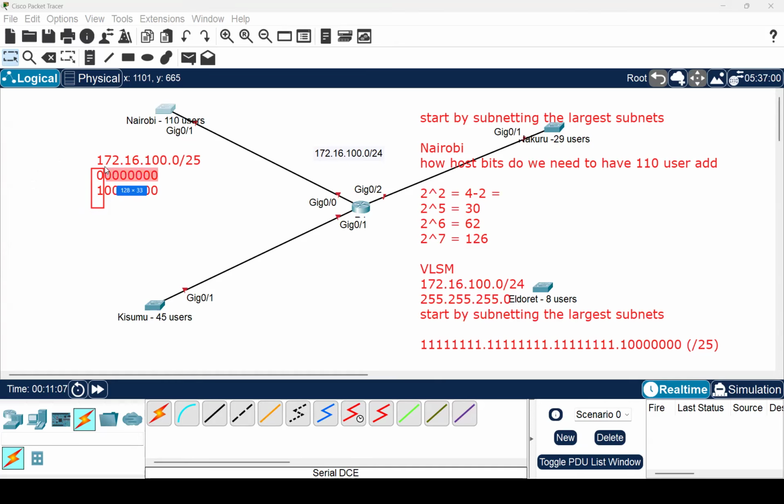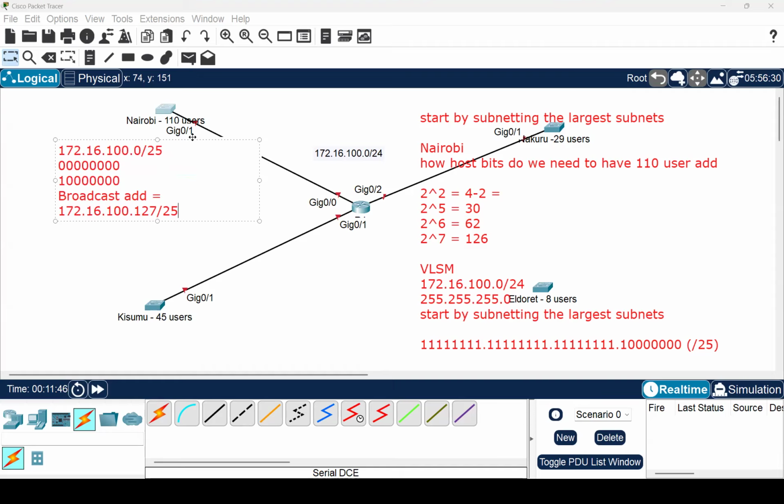Easy. And if you do the maths, it will give you 127. I'll not do the maths here because we all know how to do that. So the broadcast address for this one here is 172.16.100.127/25. Now, our broadcast address is ready. So we are done with Nairobi.